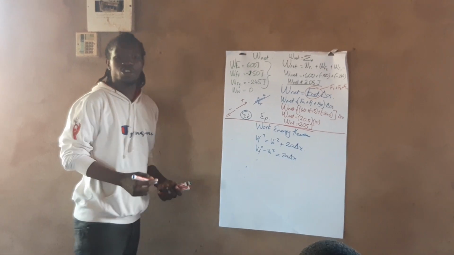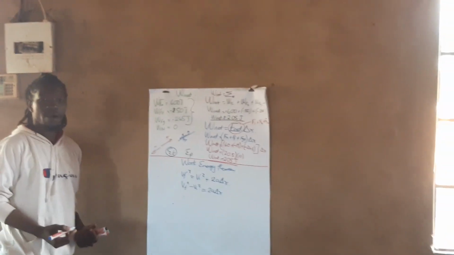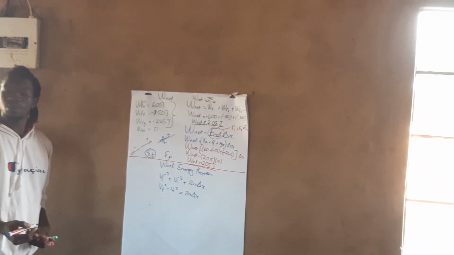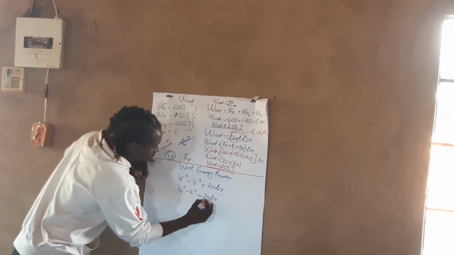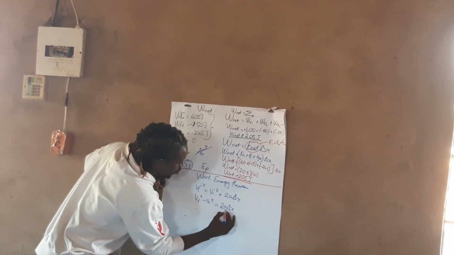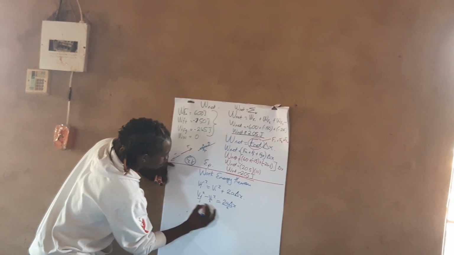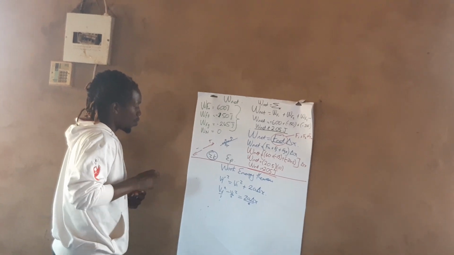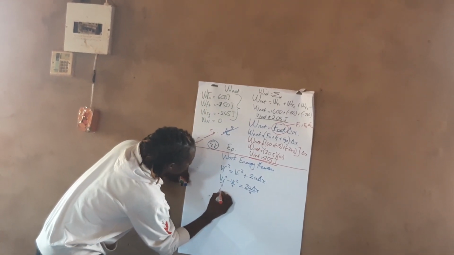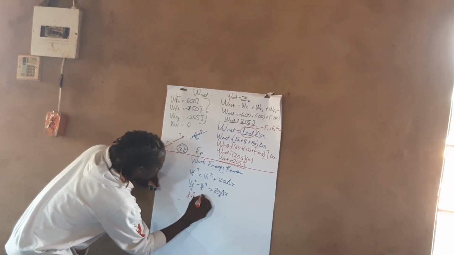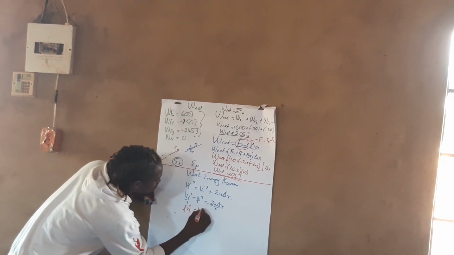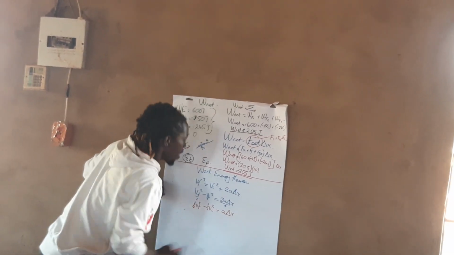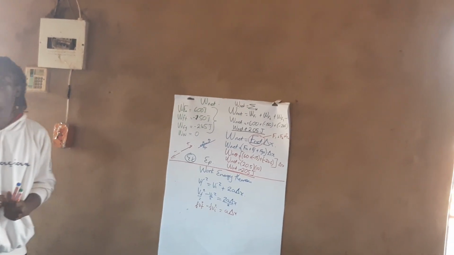And if we divide throughout by 2, what are we having? It's V final squared over 2 minus V initial squared over 2. The 2s cancel. So this will mean that we have half V squared final minus half V squared initial should be equal to acceleration times change in x, right?